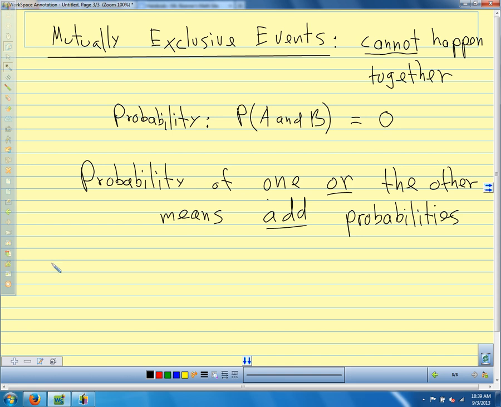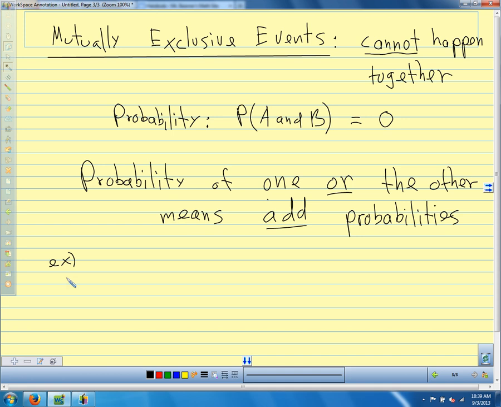So let's look at an example. Still for independent variables? Yes. So we're still talking about independent events. They're mutually exclusive, so they can't happen together. But we can find the probability of one or the other. We'll talk about finding the probability of dependent events a little later.